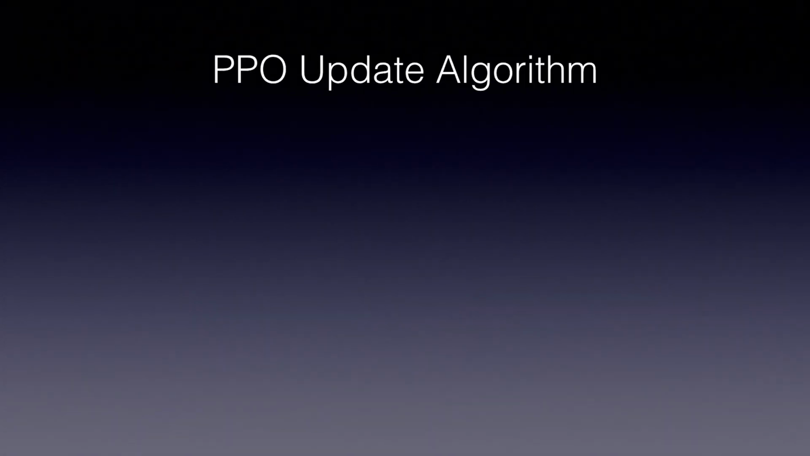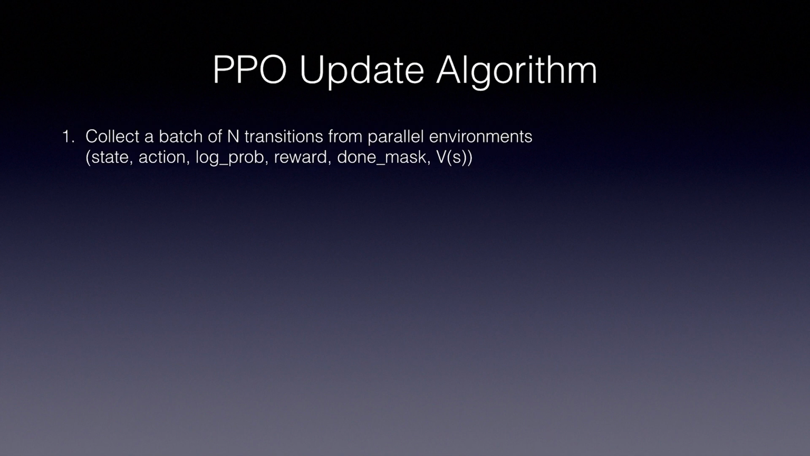Finally, let's have a look at the PPO update algorithm. Step 1. Collect a batch of n transitions, numbering in the thousands, and it should be a multiple of the mini batch size from parallel environments. Specifically, we're going to save the state, action, log probabilities of the action, the reward obtained, the done mask, and the value of the state for each step.